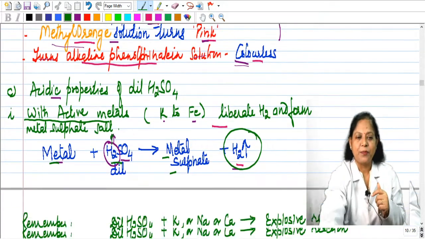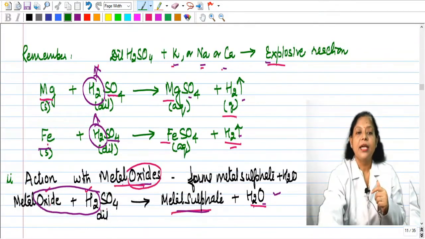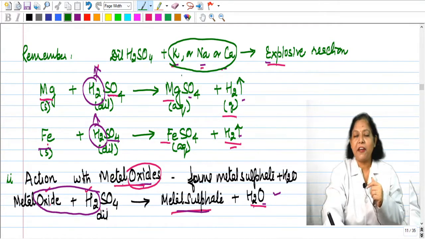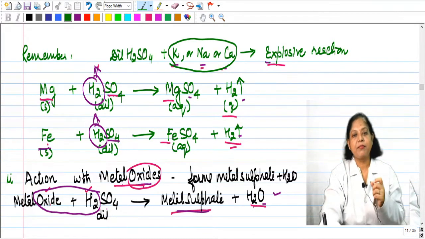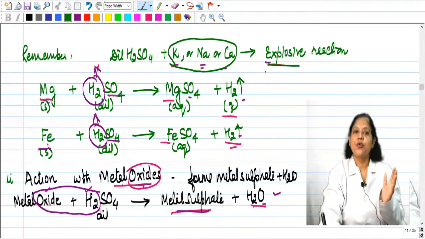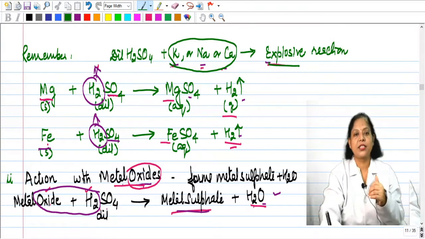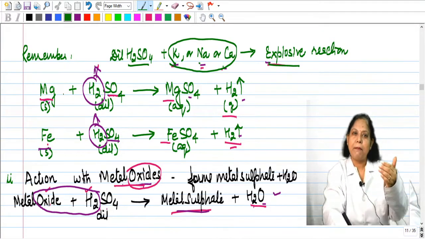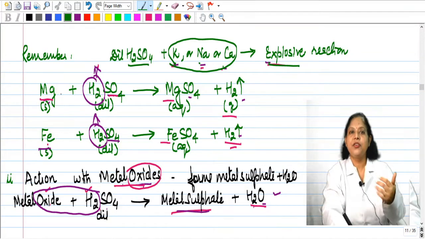Now remember, if you are taking potassium, sodium or calcium, these are very active metals. So if you add sulfuric acid, the reaction may be explosive in nature. So we avoid using sulfuric acid with potassium, sodium or calcium. We prefer taking little mild metals like magnesium, iron, zinc.